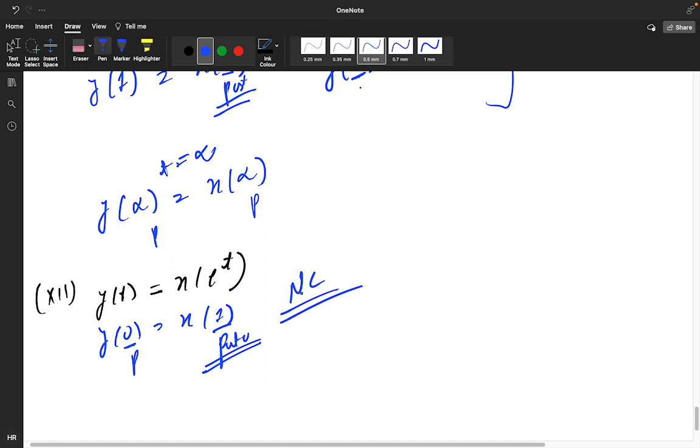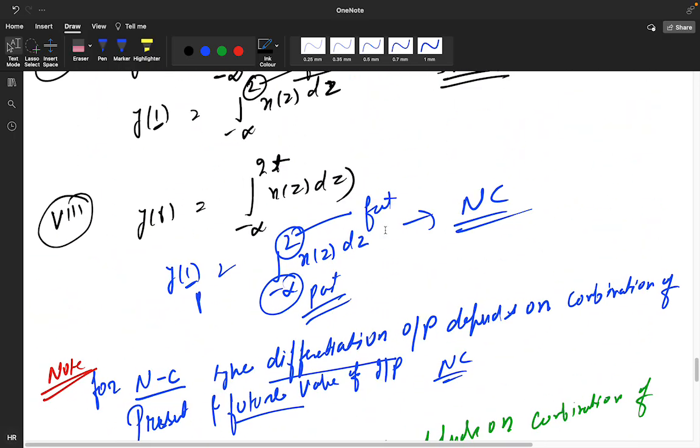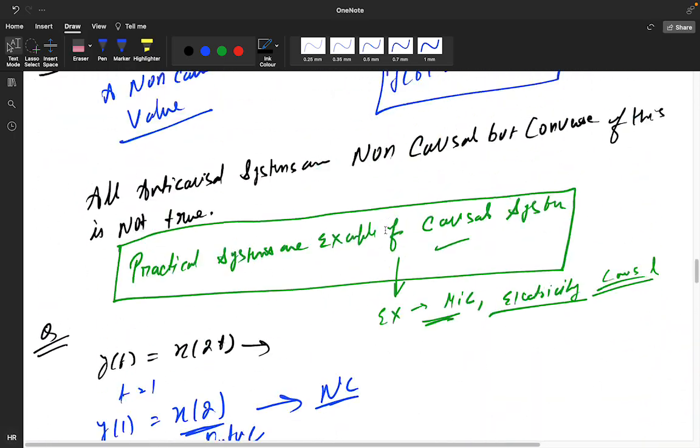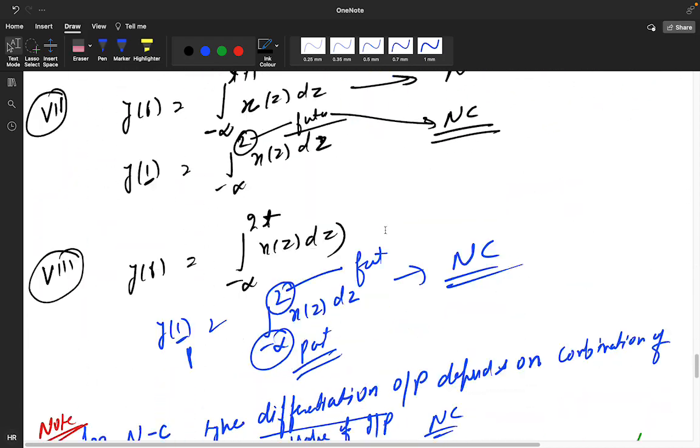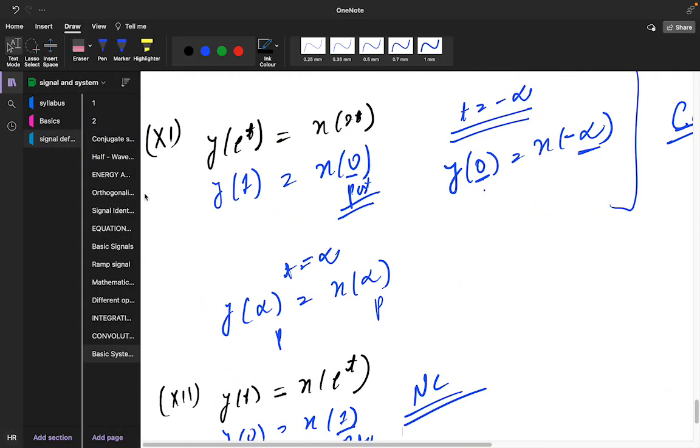Clear? So this was the concept of causal system and non-causal system. I hope it's clear for you. Understood, guys? Okay. Now we are moving to linear and non-linear type systems.